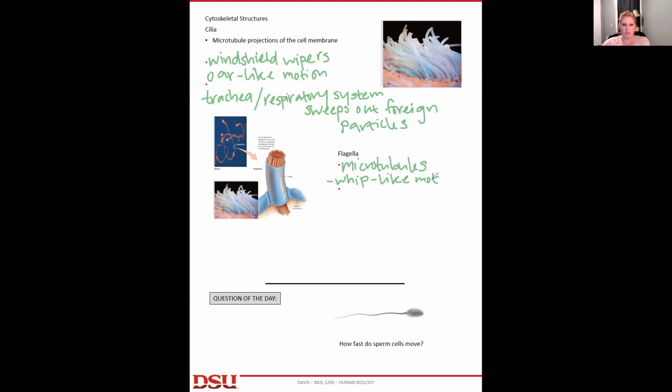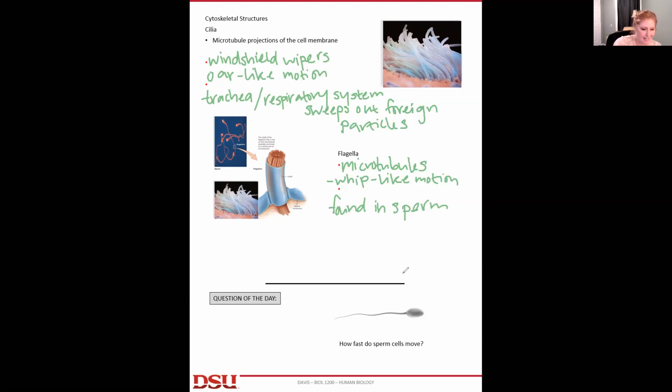And they function like a whip as far as the motion. In the human body, the only place you're going to find flagella is in sperm. So you don't even see it in the female body, you see it in the male body. And that's the only place you're going to find it. Which leads to this interesting question: how fast do sperm cells move?